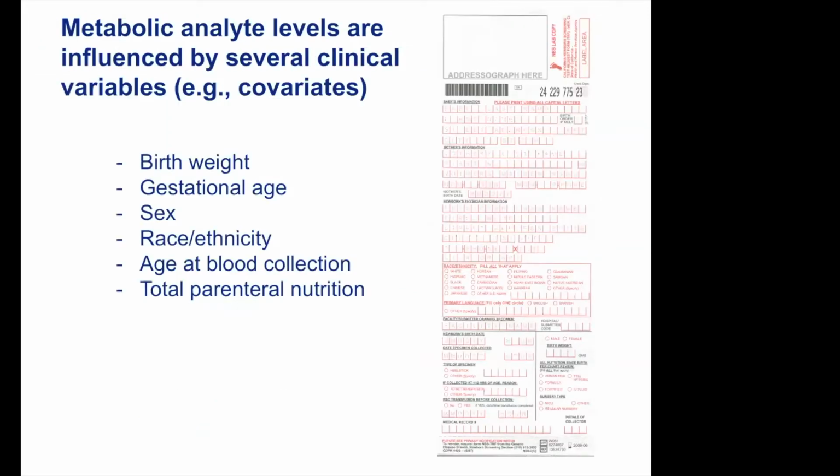Metabolic analyte levels are influenced by several clinical variables or covariates. NBS programs collect this information about these variables at the birthing hospital. For example, there is birth weight recorded, gestational age, sex, race, ethnicity, age at blood collection, and total parenteral nutrition, which are filled out here on these cards with every newborn screen.